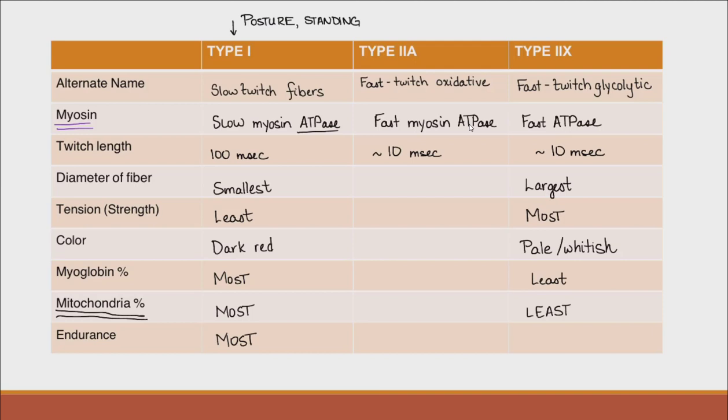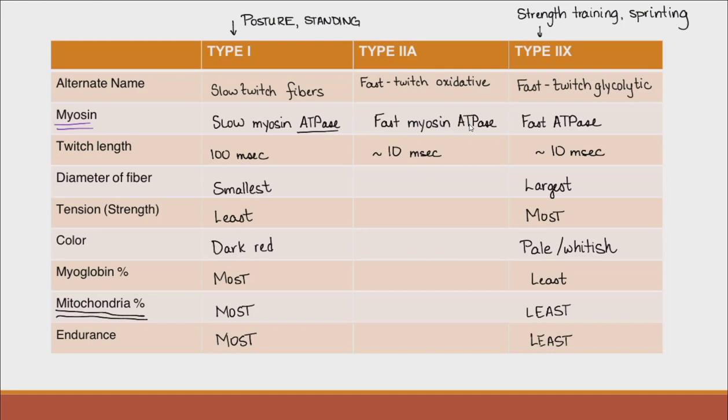They rely on glycolysis for their ATP, which means that they burn through their fuel really quickly, and they have very low endurance. So what type of endurance are we talking about here? Seconds. They last seconds before they start to decrease in the amount of tension they can put out. So type 2X fibers also have the least amount of endurance. So type 2X fibers are going to be used for strength training and sprinting.